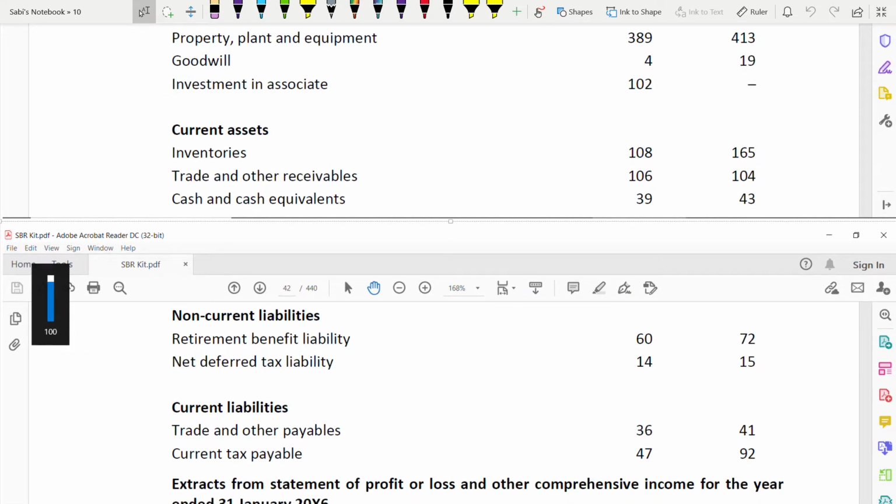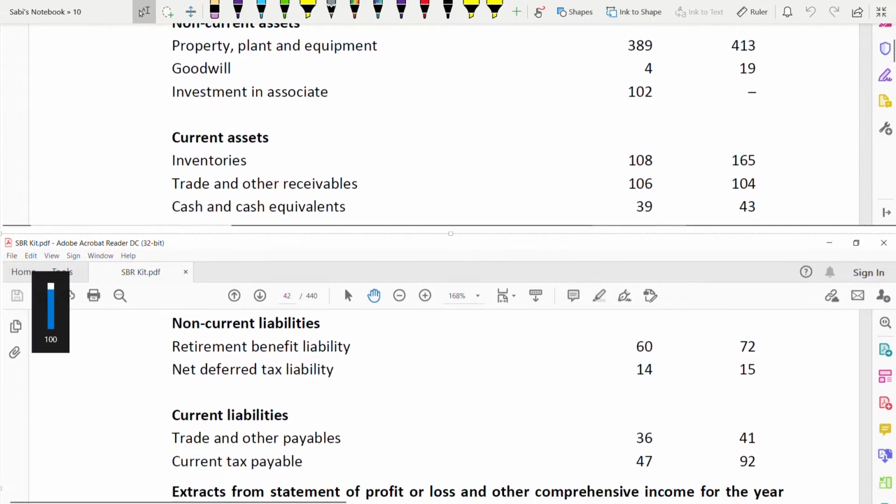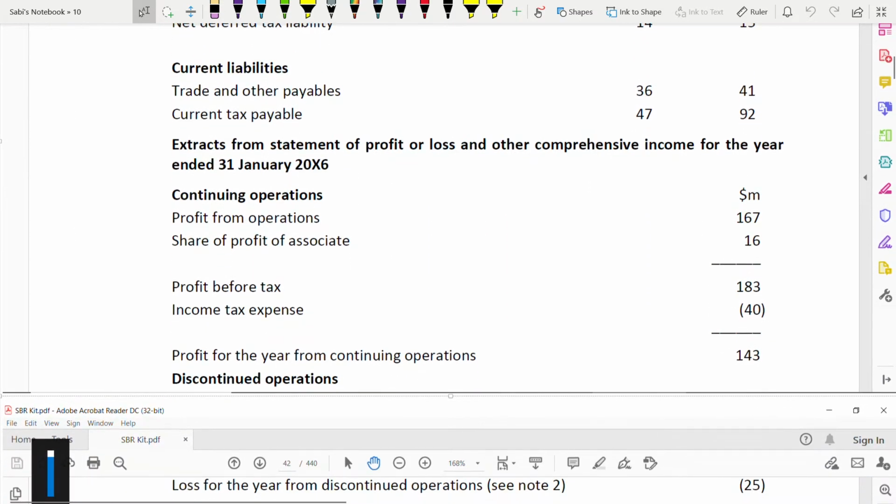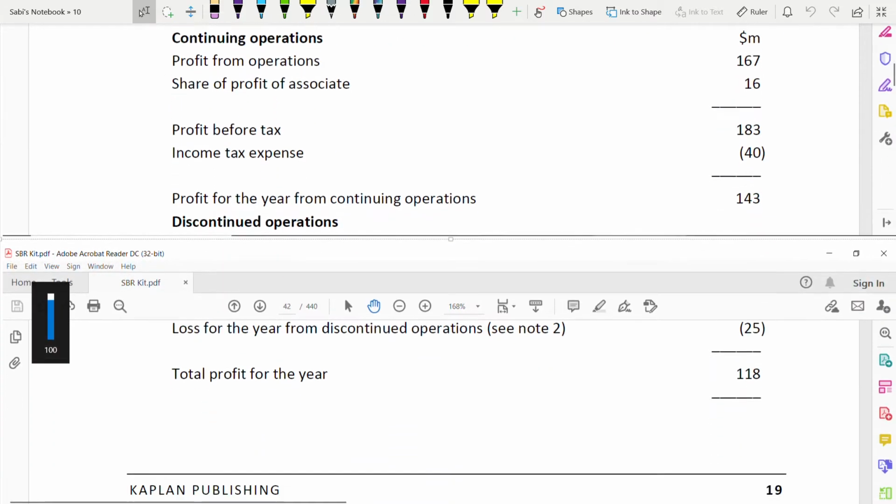When you are given financial statements, the one good thing is you can save a lot of time because you don't have to read this information. You can just skip through all this because these are numbers, and you have been given the profit and loss and other comprehensive income.